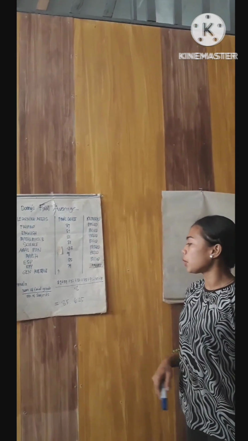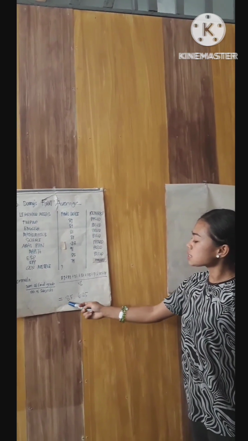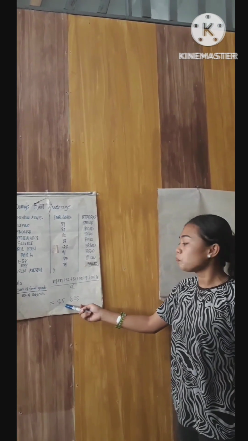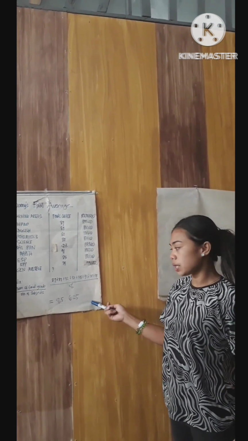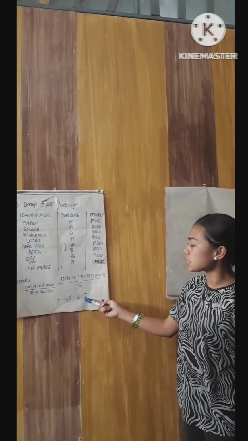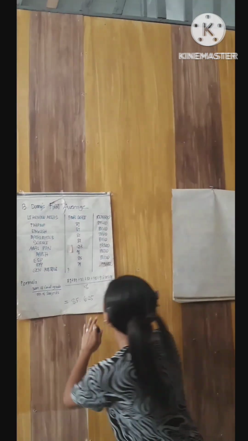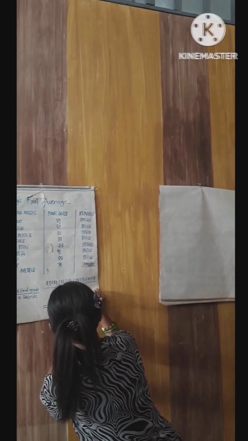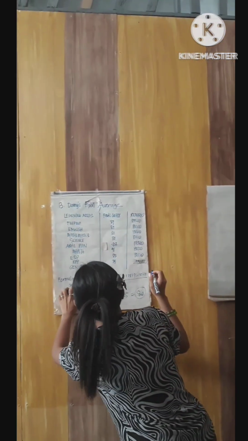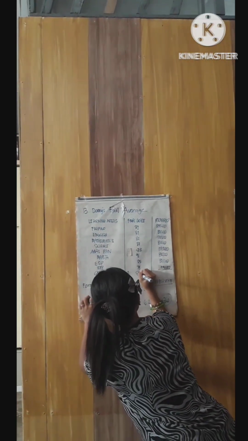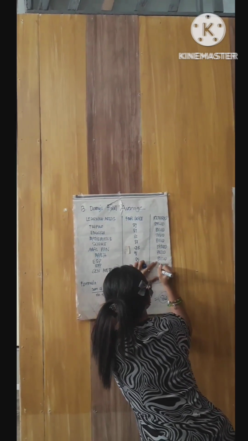But we need to remember that this answer should be rounded off to the nearest unit. So 85.625 will become 86. So the general average of Donnie Mariano is 86. And 86 is passed.